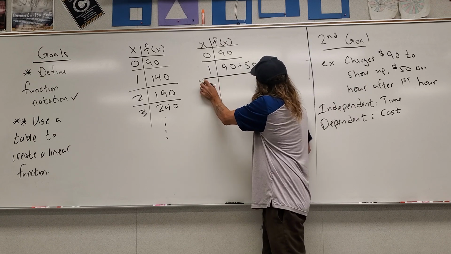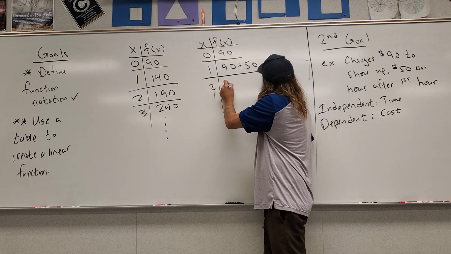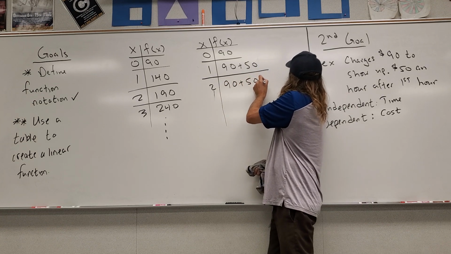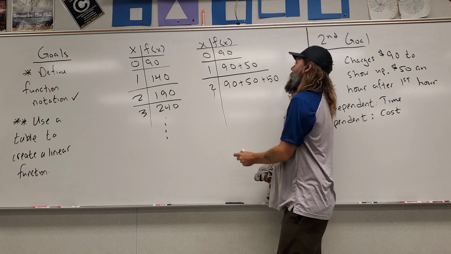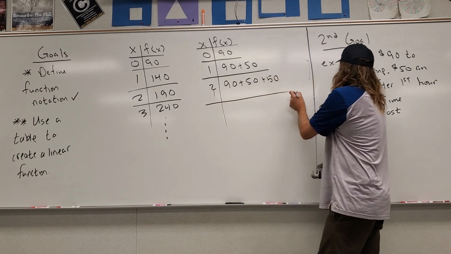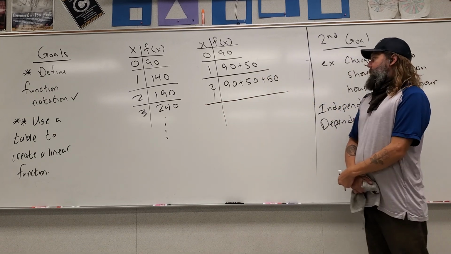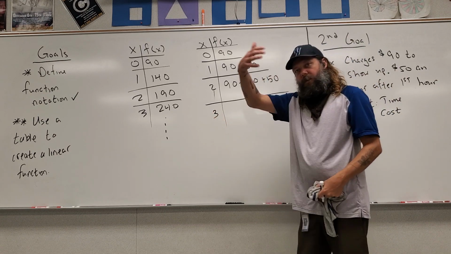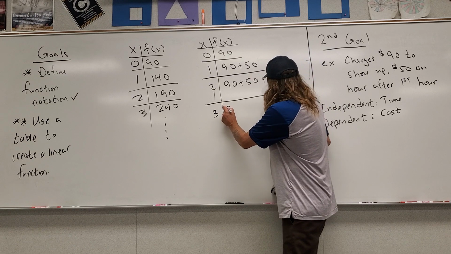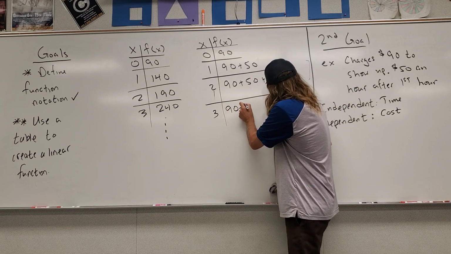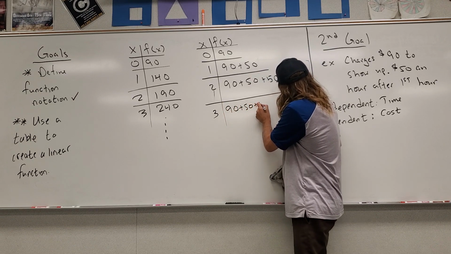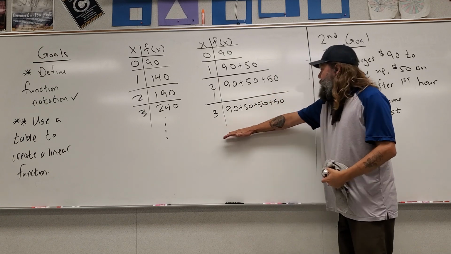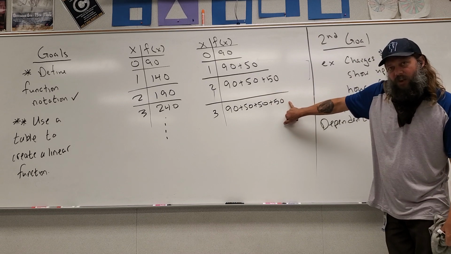My next hour would be $90 plus 50 plus 50. I'm going to put a little bit of a gap here. My next bump in cost would be 90 plus 50 plus 50 plus 50. And every time I add a new row, I add a new 50.